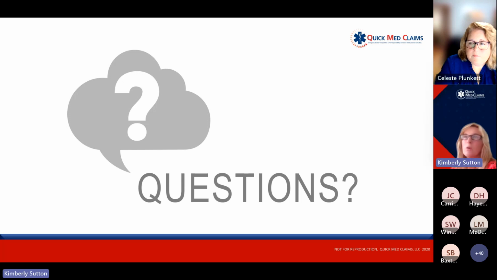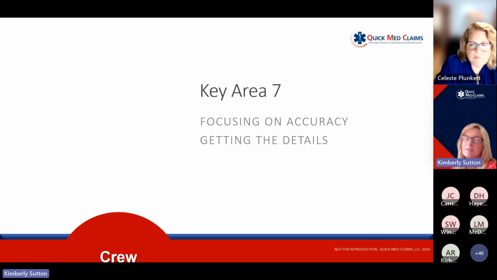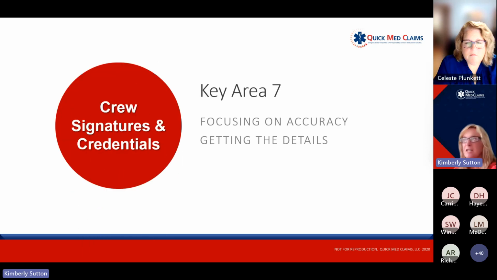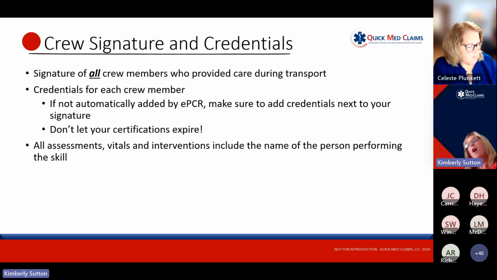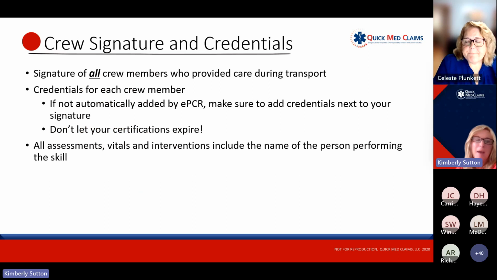Okay. I know we're holding questions, so we're going to go ahead and go to our last area. Crew signatures and credentials. We're focused on our accuracy again and our details. Signature of all members that were providing care during the transport, whether you were in the back providing the care or you were driving, but we do like it for those that actually provided the care. Credentials for each member, we've already discussed that, but we need to make sure that those credentials are added to your signature and don't let your certificates expire.